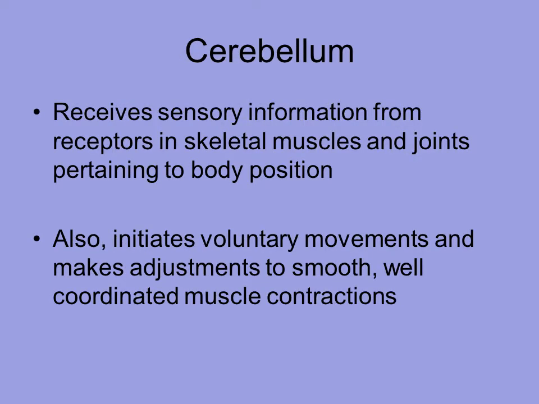So the cerebellum is receiving information from sensory. It also is very important in helping to regulate your perception of your orientation. So it's getting information from skeletal muscles and joints that's allowing you to interpret, am I standing up straight? Am I slumped over? Am I lying down? So you know the positioning of your body relative to your environment.